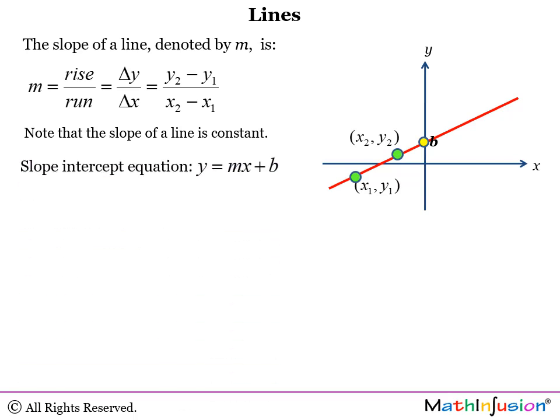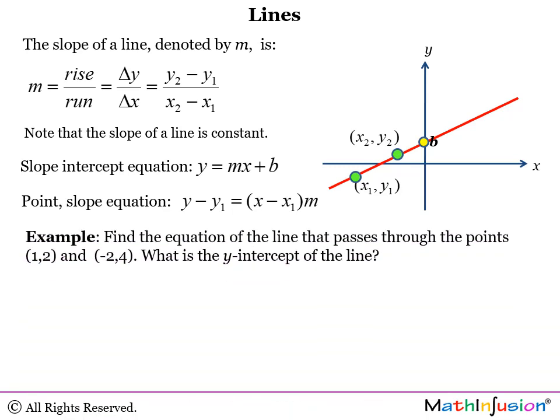The slope-intercept equation of a line is given by y equals mx plus b. The point-slope equation of a line is given by y minus y1 equals m times (x minus x1).